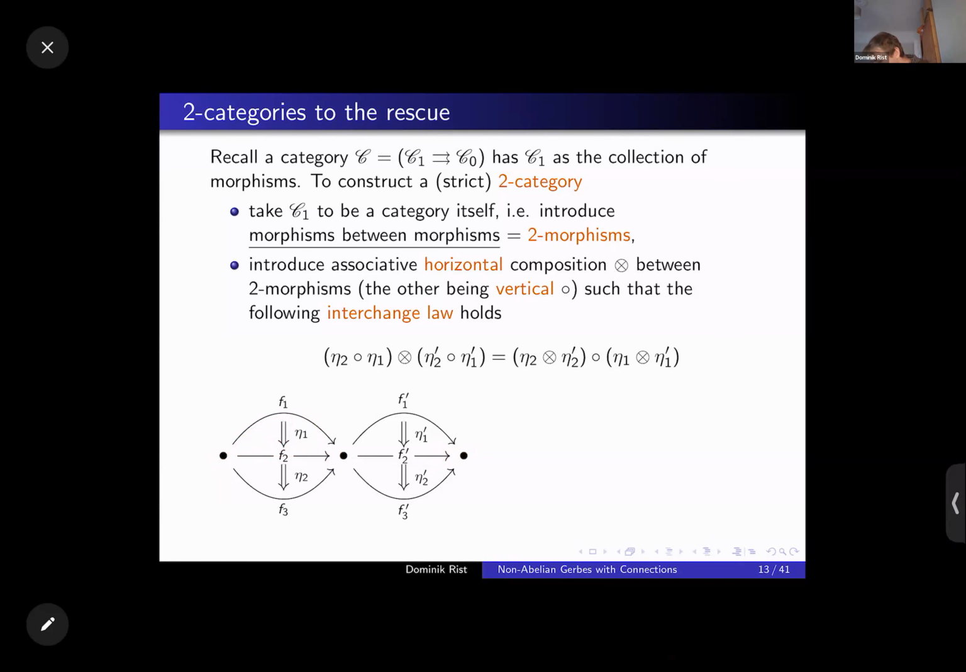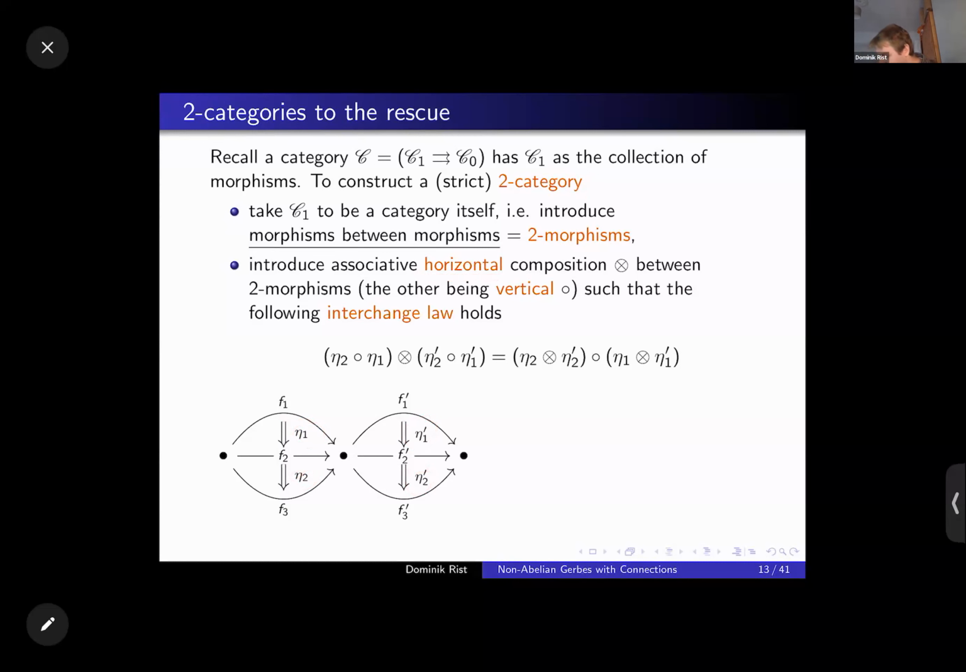And now, of course, because C1 is supposed to be a category, I have a way of composing two morphisms vertically, right? So I can compose eta1 with eta2. But now I also have another composition called the horizontal composition, which gives me a way to compose eta1 with eta1 prime, or eta2 with eta2 prime.